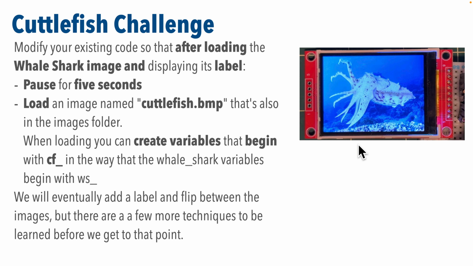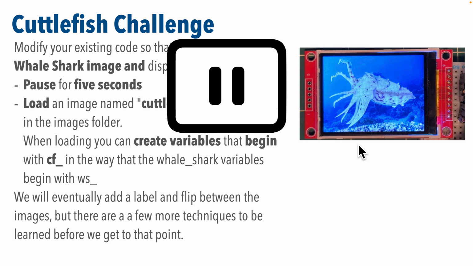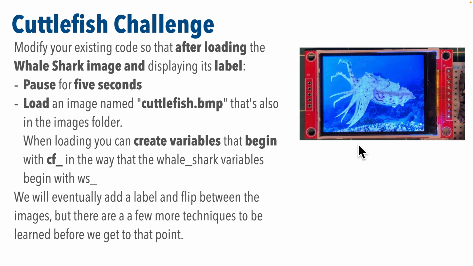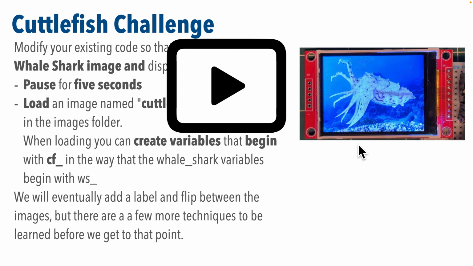When loading, you can create variables that begin with cf underscore, the way that the whale shark variables begin with ws underscore. That'll let us compare our work. And again, we'll eventually flip between images and we'll add a label here, but there are a few techniques to show you first. So why don't you pause, give this a shot. I know you can do it, and let's resume and compare answers.